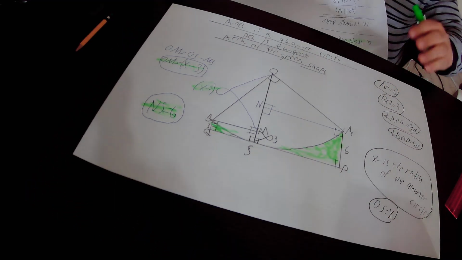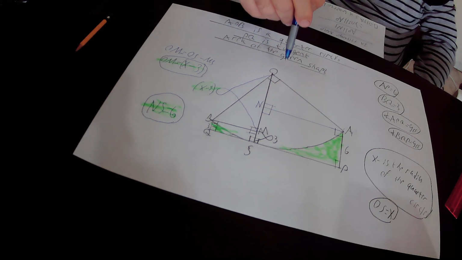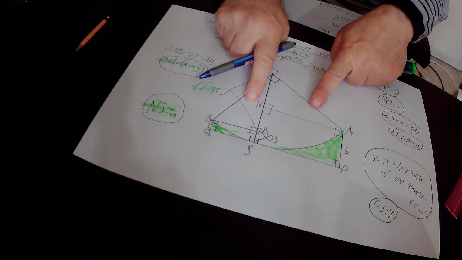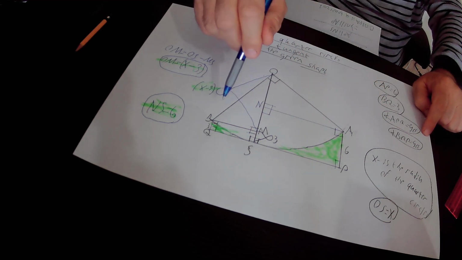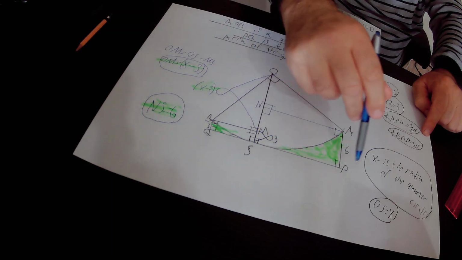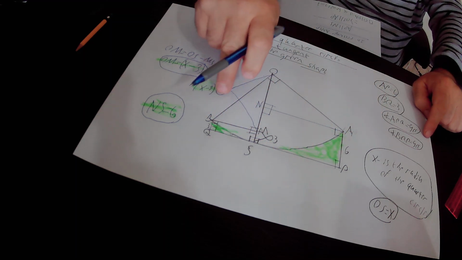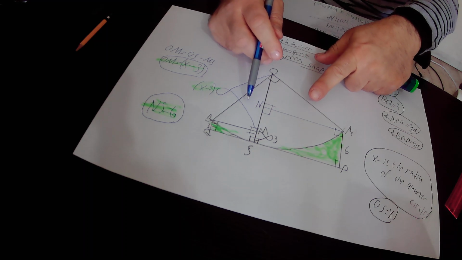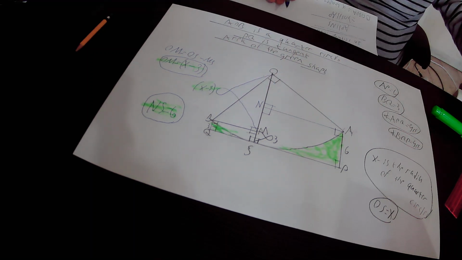So in conclusion, we found out that quadrilateral OBQS is a trapezoid, and also quadrilateral OSPA is a trapezoid. So the sum of the areas of those two trapezoids will give us the area of the whole shape, OBQPA, because this big shape consists of those two trapezoids. Therefore, the sum of the areas of those two trapezoids will give us the area of this shape in total.